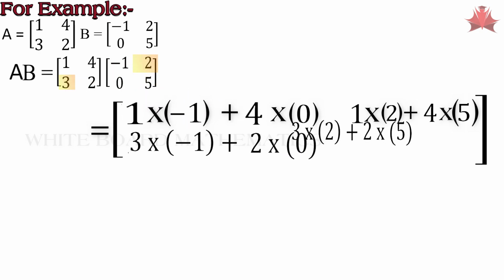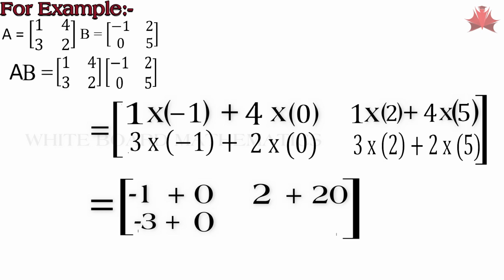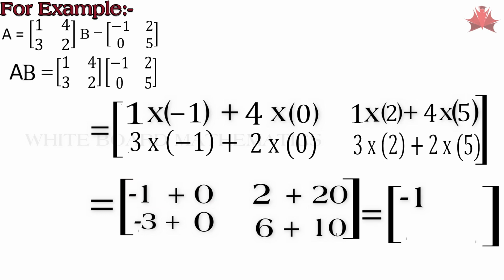3 into 2 plus 2 into 5, which is equal to 1 into -1, -1, 4 into 0, 0, -1 plus 0. Next, 1 into 2, 2 plus 4 into 5, 20, 3 into -1, -3 plus 2 into 0, 0, 3 into 2, 6 plus 2 into 5, 10, which is equal to -1 plus 0, -1, 2 plus 20, 22, -3 plus 0, -3, 6 plus 10, 16. So this is the resultant matrix of AB.